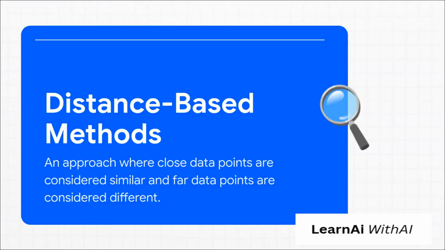So let's put a formal definition on it. Distance-based methods are all about this idea that data points that are close together on a sort of digital map are considered similar, and the ones that are far away are different. It's kind of like a seating chart in a classroom, right? You're probably going to have more in common with the person sitting next to you than with someone all the way across the room. Computers use that exact same logic.